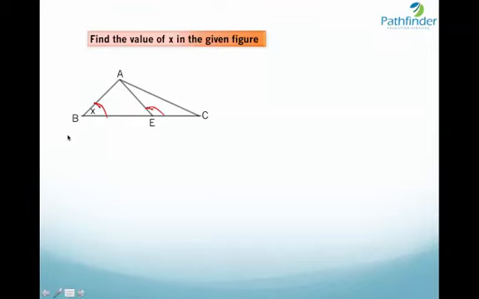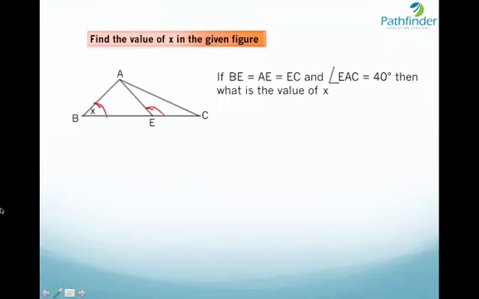We have triangles ABE and AEC as shown in the figure, and we are required to find the value of x here. Given that BE is equal to AE is equal to EC and angle EAC is 40 degrees, then what is the value of x? That is what we are required to find.